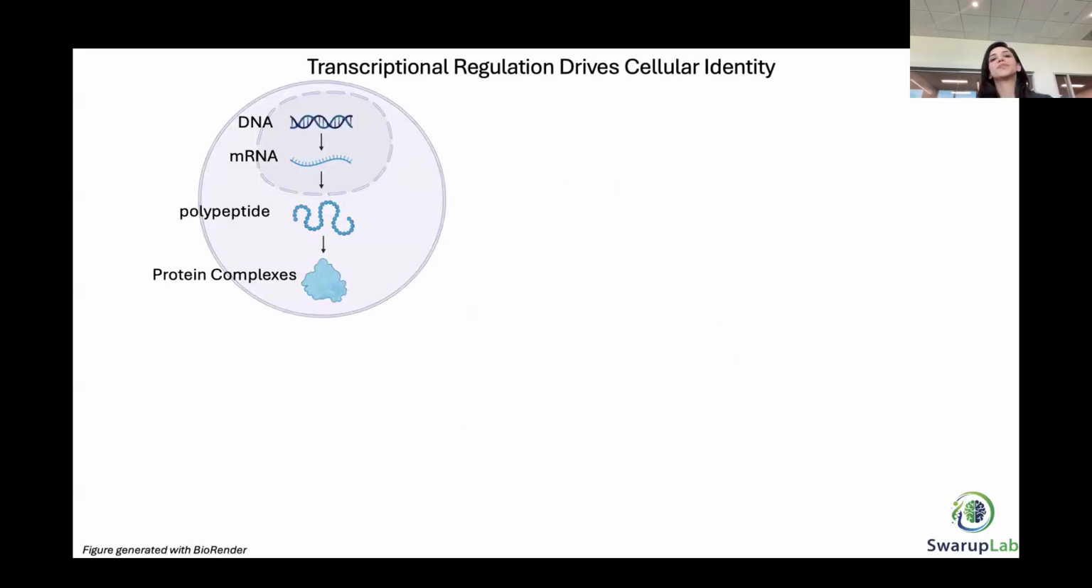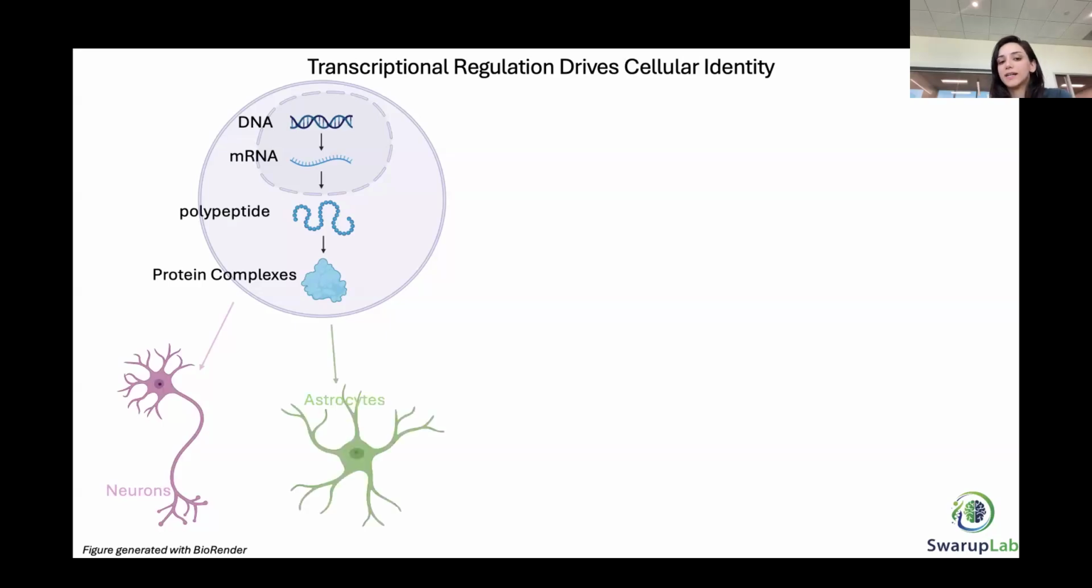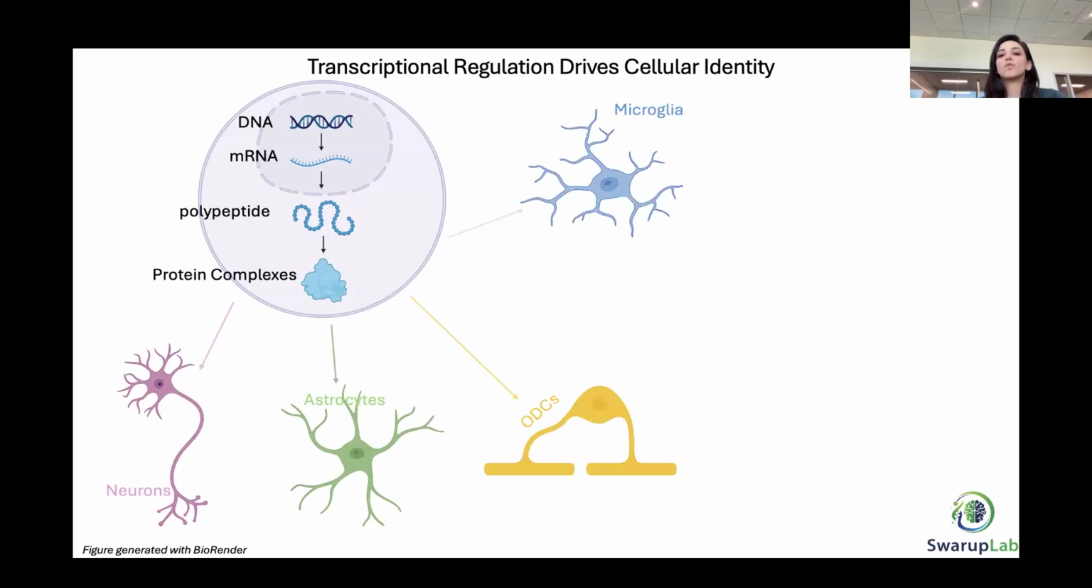Okay, so taking it all back to our cells, we know that every cell has the same DNA, and in the nucleus, RNA transcripts are made from the DNA, and then we have the proteins that ultimately guide the transcription of a specific mechanism in the cell type. But even with the same gene, we get different cell types. So we get neurons, we get astrocytes. This is in the brain, of course. We have oligodendrocytes, we have microglia. So what causes these different cell types to emerge?